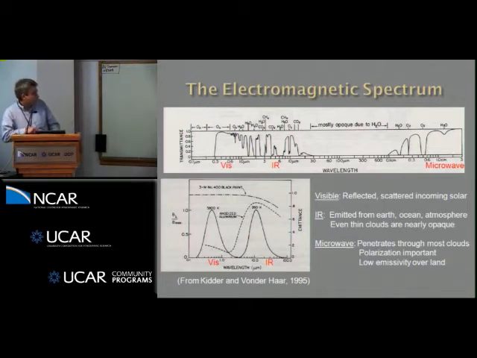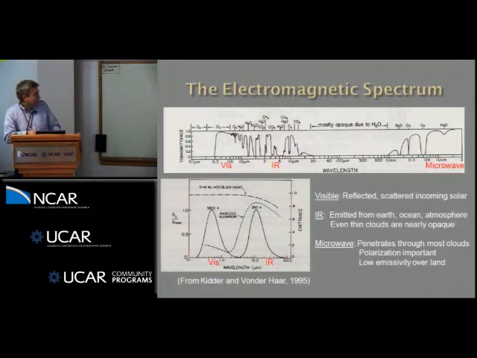The other thing to remember is the Planck function: the peak of the Planck function depends on the temperature at which the radiation is being emitted. The sun is much hotter than the Earth, of course, and that maximizes in the visible wavelengths. Typical Earth temperature maximizes around 10 microns. So when you're in the visible, basically everything is coming from the sun and it's being reflected back. So you're sensing the reflected properties of the Earth and the atmosphere and the ocean. Whereas in the infrared and the microwave, you're basically looking at emission that's coming from the Earth and from the atmosphere.